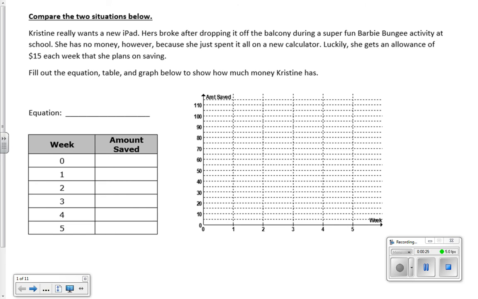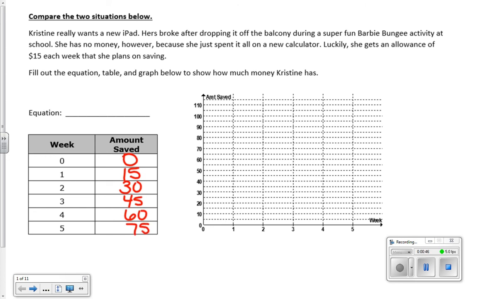Luckily, she gets an allowance of $15 each week that she plans on saving. So they want us to fill out the table, graph, and equation to show how much money she has. Well, if she just spent all of her money, that means week zero, she's got $0, right? She just spent it all. The next week goes by, though, and she saved $15 from her allowance. Another week goes by, so she's got $30, $45, $60, and $75, okay?